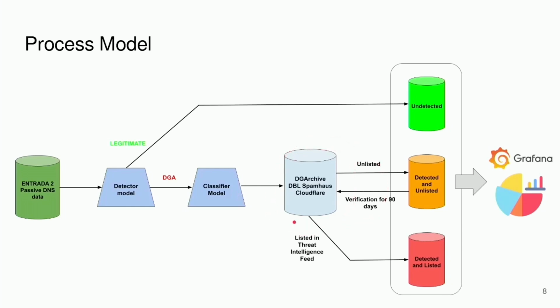If the domain is present in one of them, it is listed as detected and listed. If the domain is not present in one of these databases, it is put into a quarantine zone where it's detected but unlisted. For 90 days, every day, we will check if these domains do appear in the threat intelligence feeds, which often happens, and they are moved into this category.